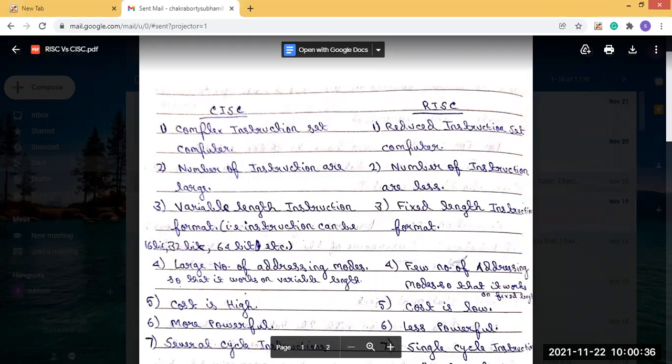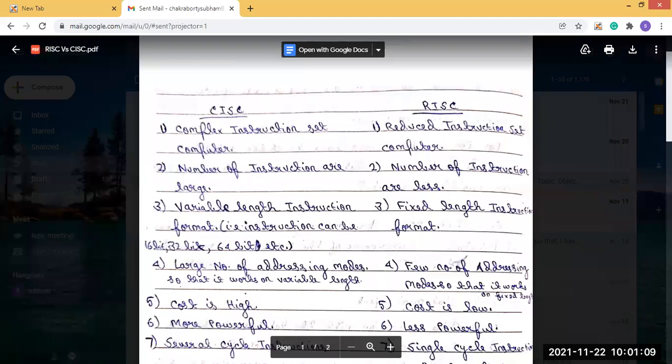Now, in the previous class, we already started the discussion of the difference between CISC and RISC. So again, let's recap the session. CISC stands for complex instruction set computer and RISC stands for reduced instruction set computer.